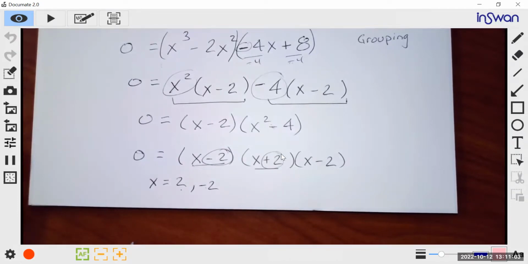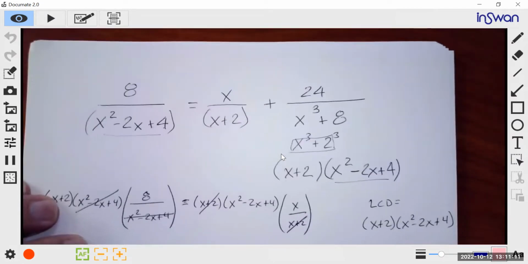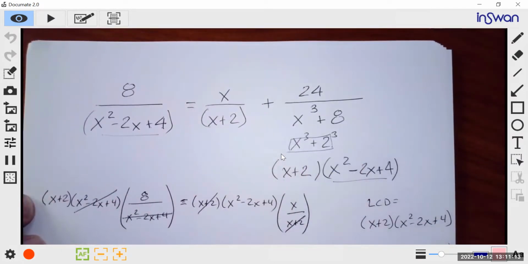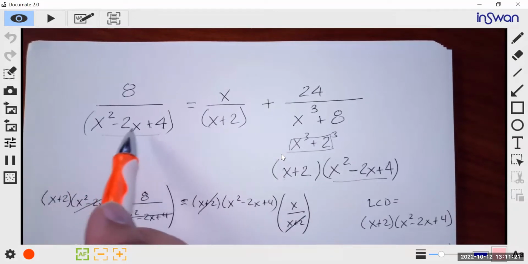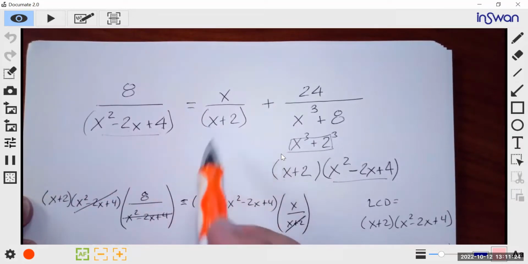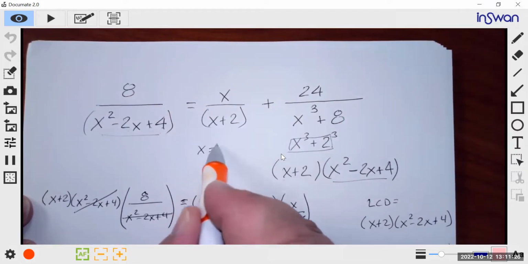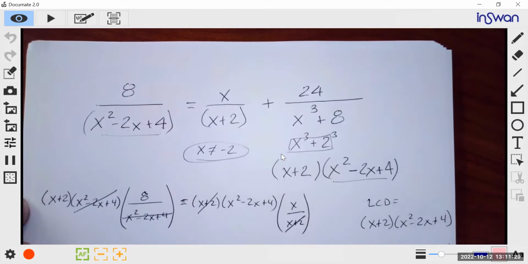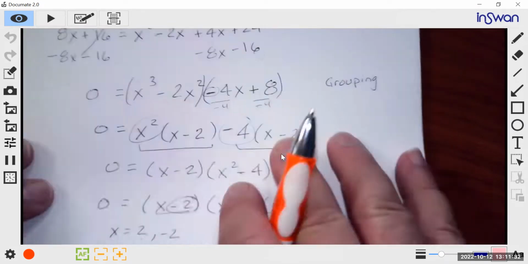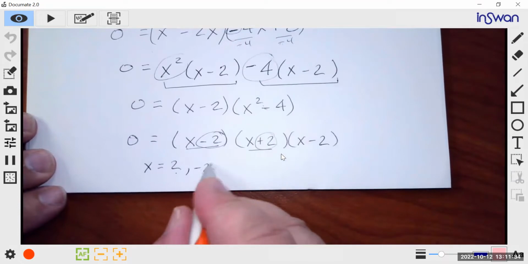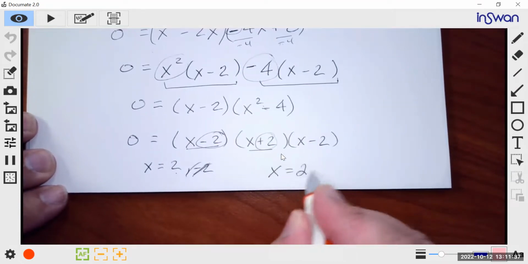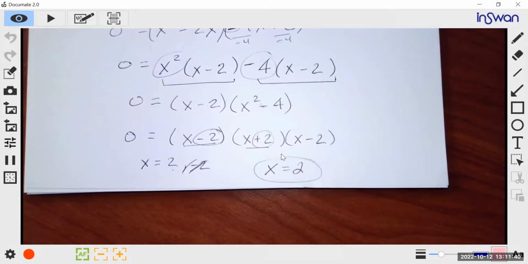Are there any that we can't use from the original equation? Look at the original equation. Look at the denominators. Are there any x's that make them 0? This we can't factor, so we don't have to worry about this. How about this one? We cannot equal -2. So that means out of all of our answers, the only thing we can use is x equals 2. That's our only answer we can use.